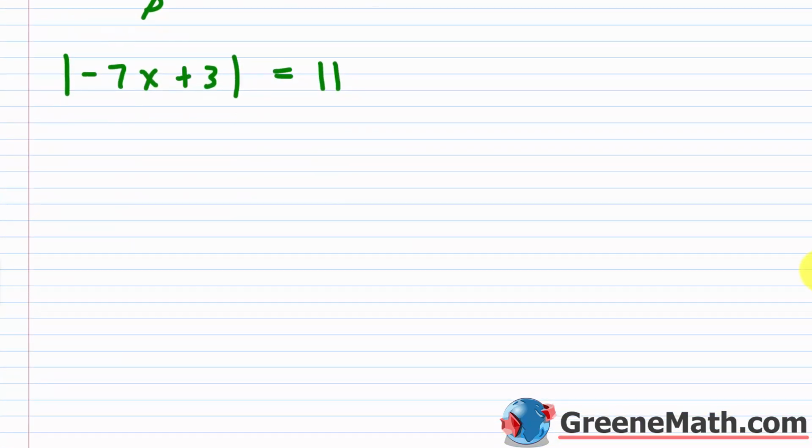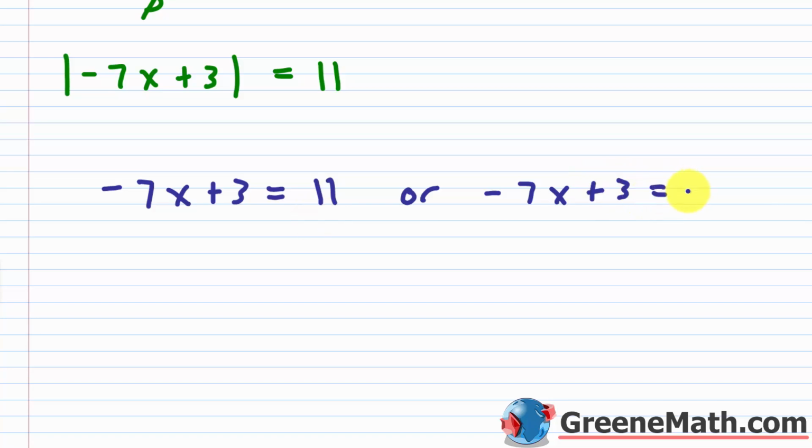And again, once I have it like this, it's very, very easy. I take my expression, so negative 7x plus 3. I set it equal to 11. And then I say or. I take my expression, so negative 7x plus 3. I set it equal to negative 11. Okay? Just solve each one. Very, very simple.